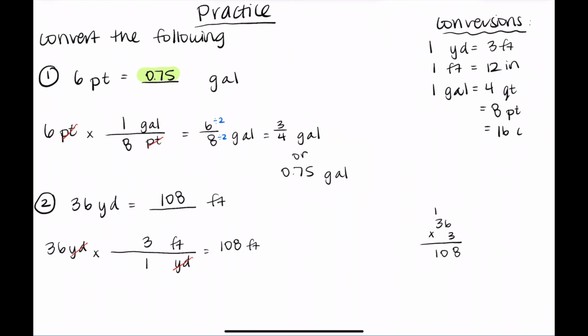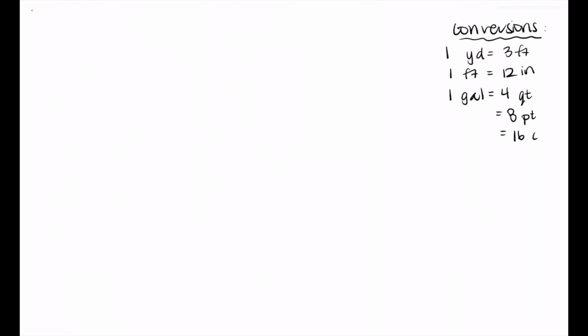So now that we've done our first 2, we're going to do 2 more practice problems. We'll do another distance one and another capacity one. And for number 3, we have 92 inches, and we want to go from inches to yards. So there is no direct conversion here for us to use. So we're going to use 2 conversions. We're going to start with the 92 inches, and we know that there are 12 inches in every 1 foot, right? So we'll start there.